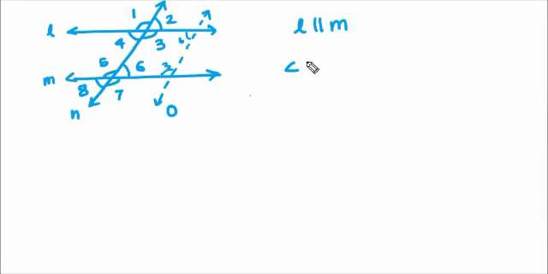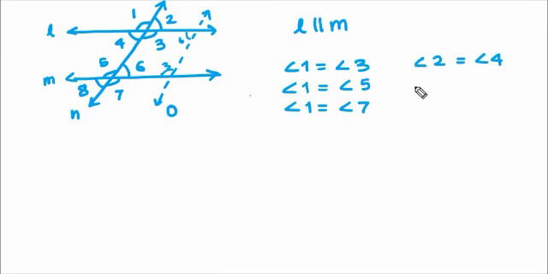So, we see that angle 1 is equal to angle 3. Now, from this we can draw some inferences. 1 and 5, and 2 and 6. What are these angles? They are corresponding angles. And hence, when we have parallel lines and a transversal, corresponding angles are equal.